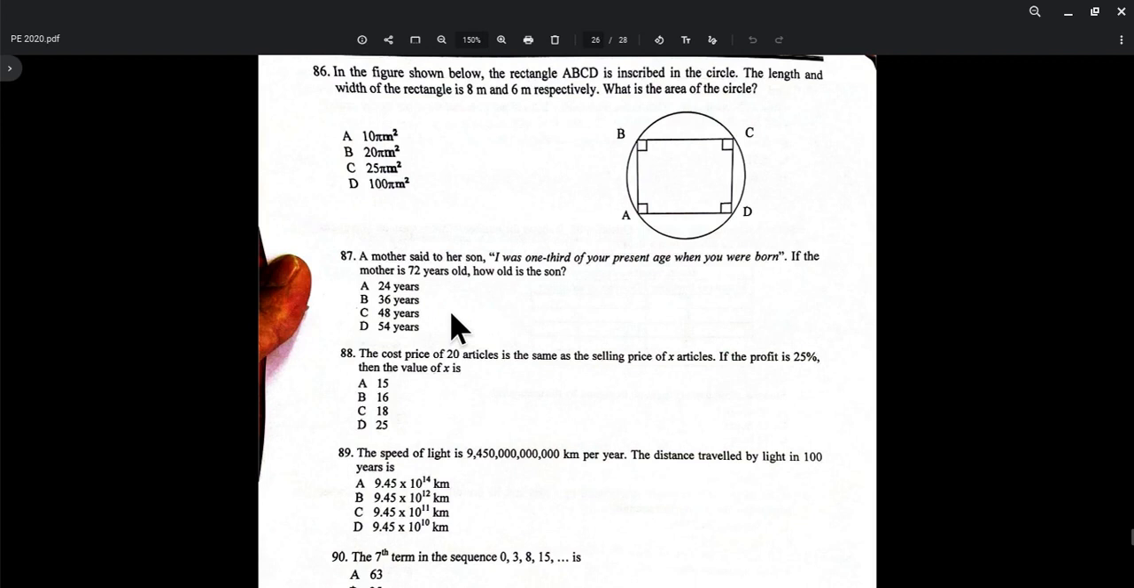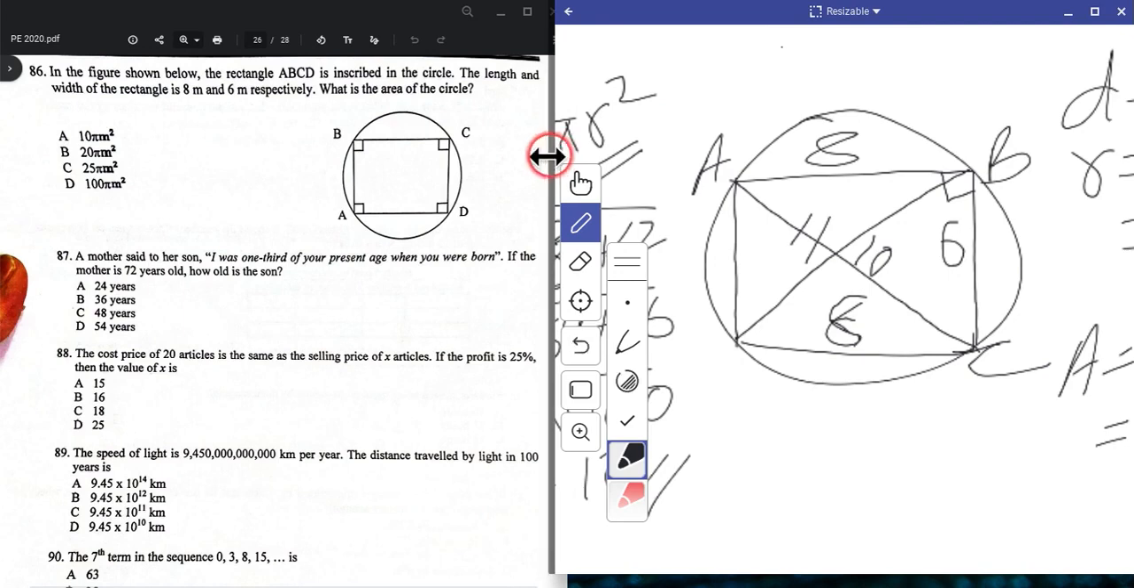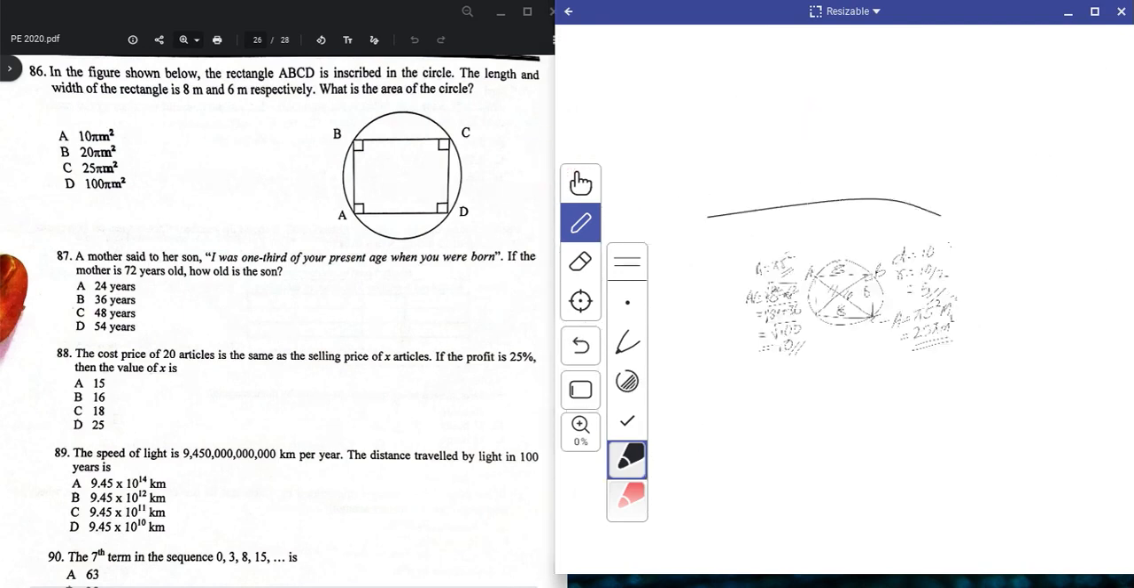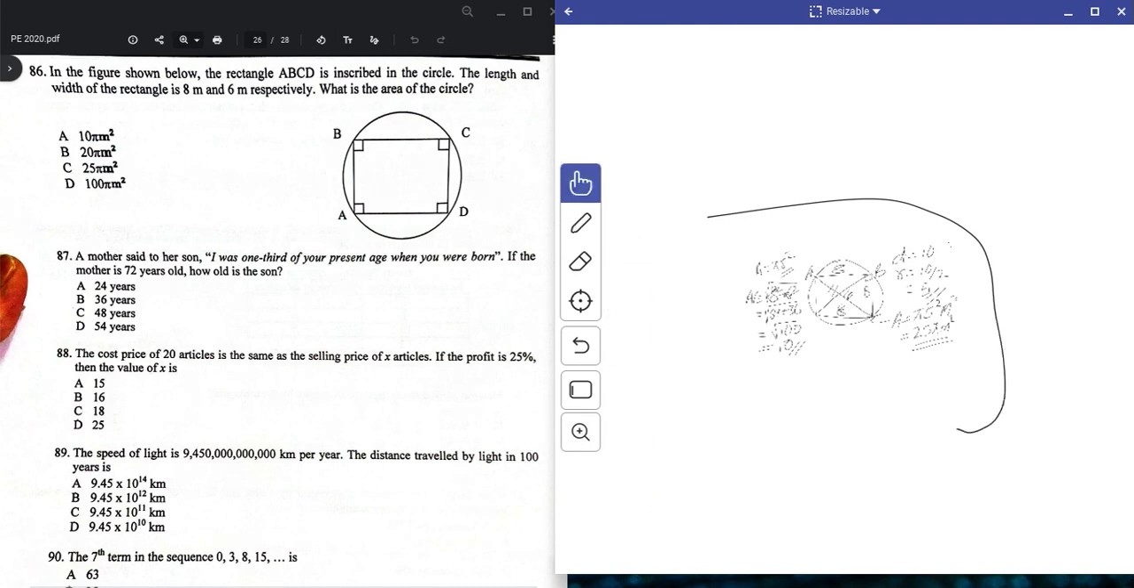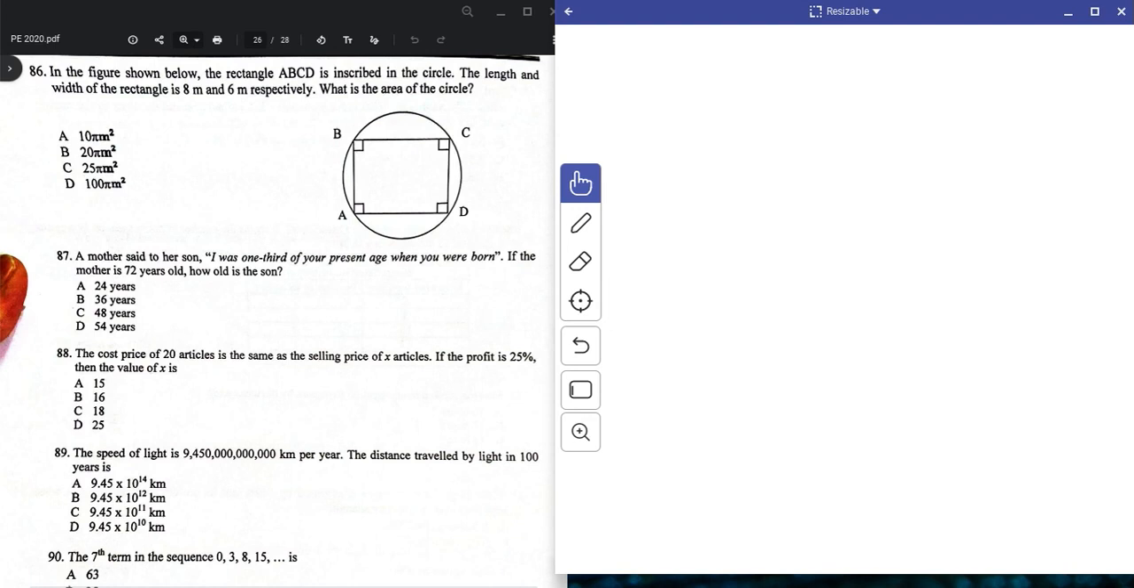So let's check with all the options. Let all these options be the current age of the son. So first we will start with 24. Let the current age of the son be 24 years.